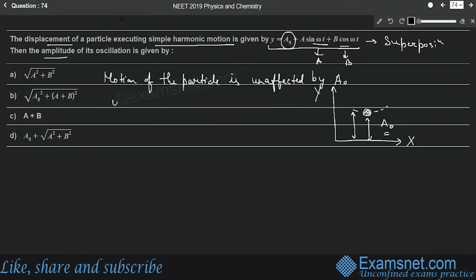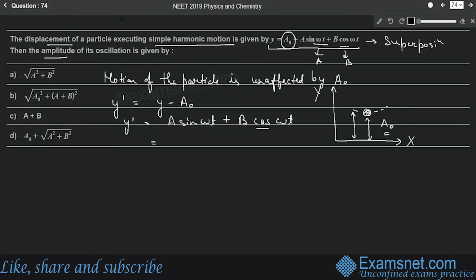Let's write down an equation y dash such that it is equal to y minus A naught, because we want to ignore this A naught. So y dash will be equal to a sine omega t plus b cos omega t only. Now we have to find out the net amplitude. So for that, first we'll convert b cos omega t in terms of sine.